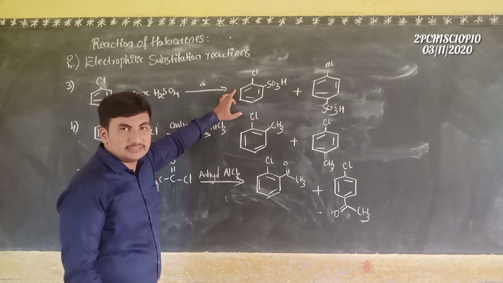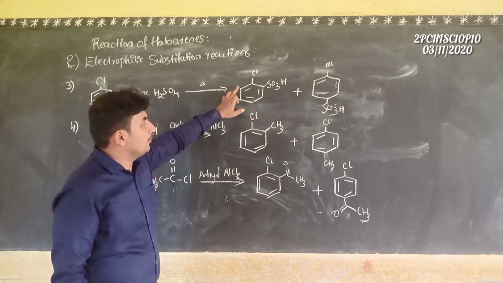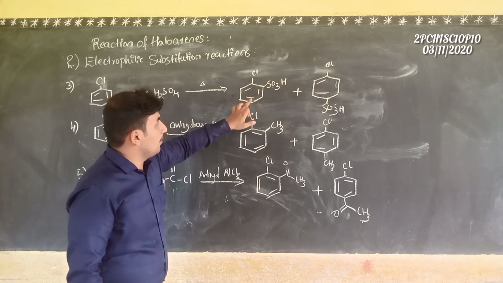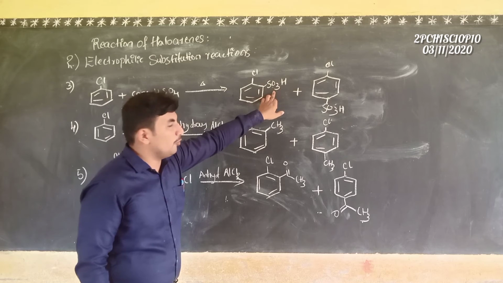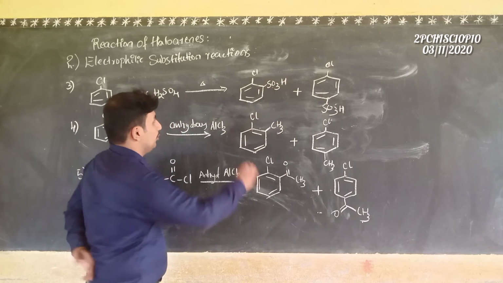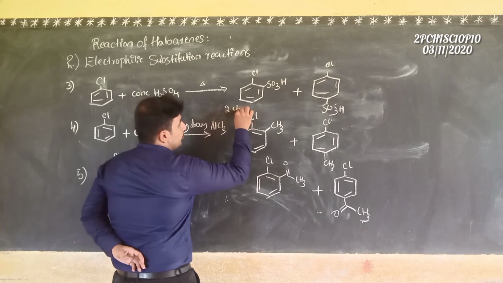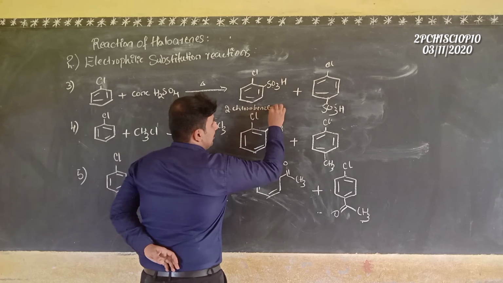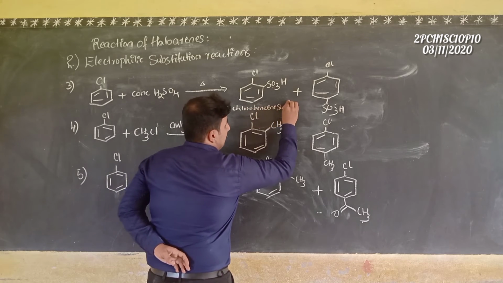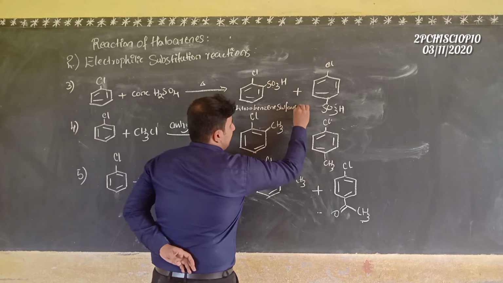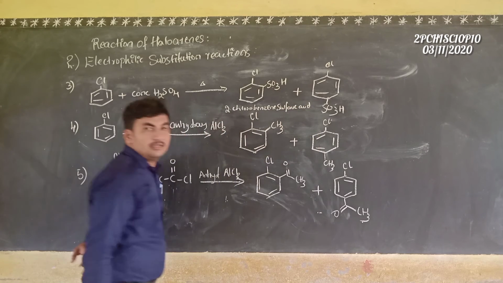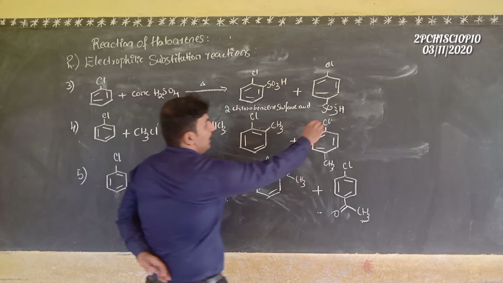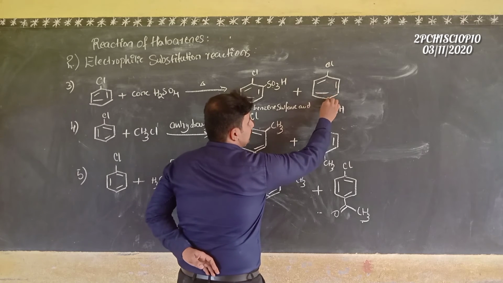What is the name of this compound? It is 2-chlorobenzene sulfonic acid. Right, the name. And this is with respect to this one.